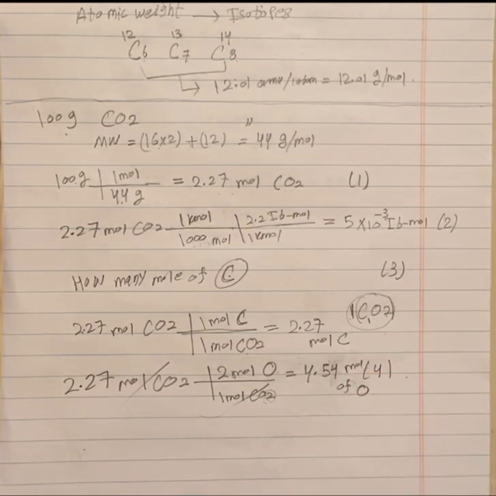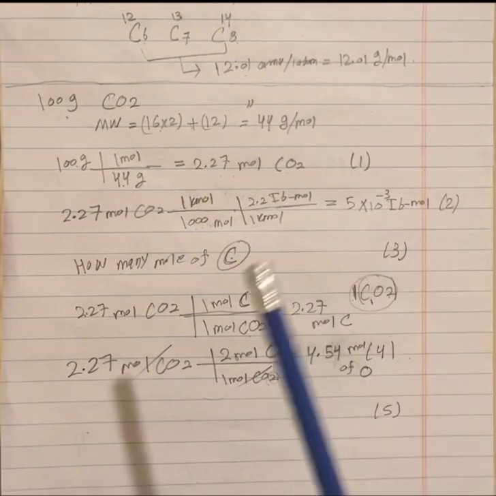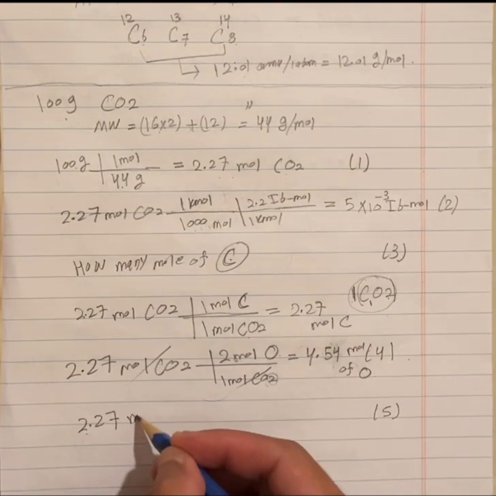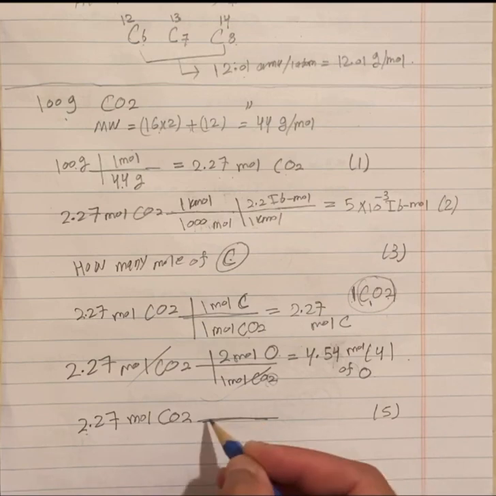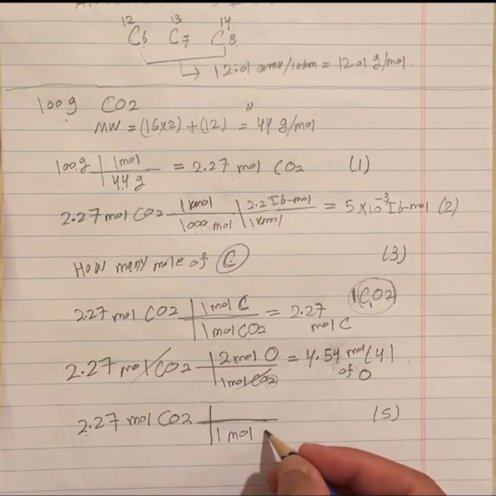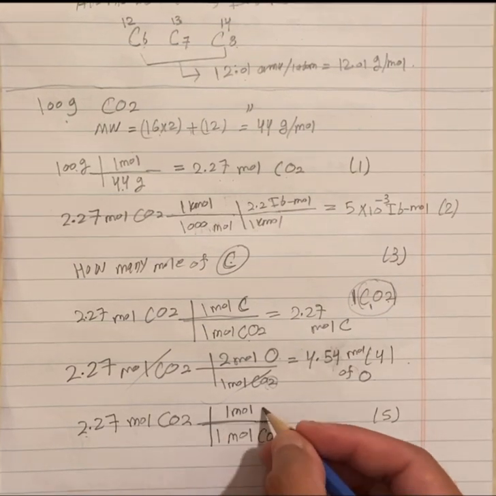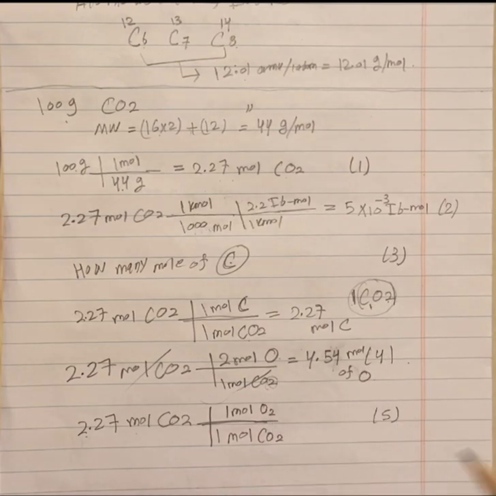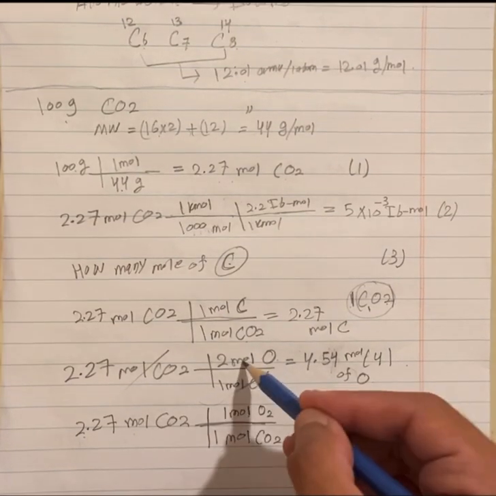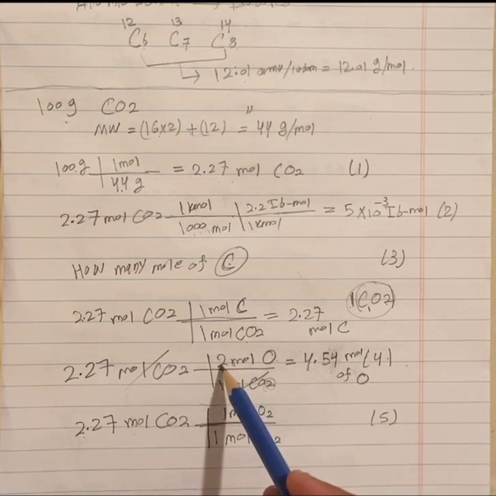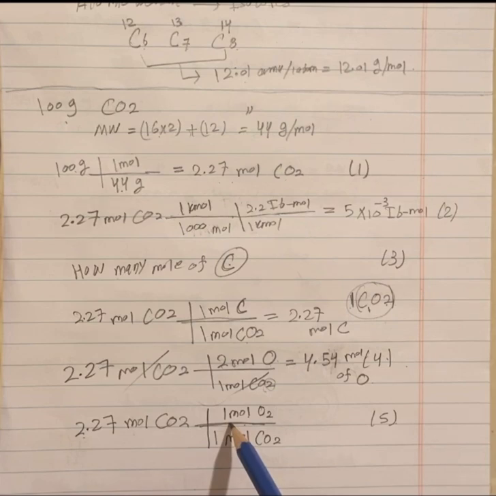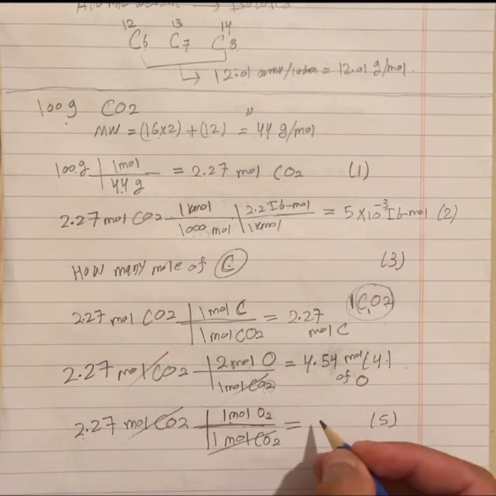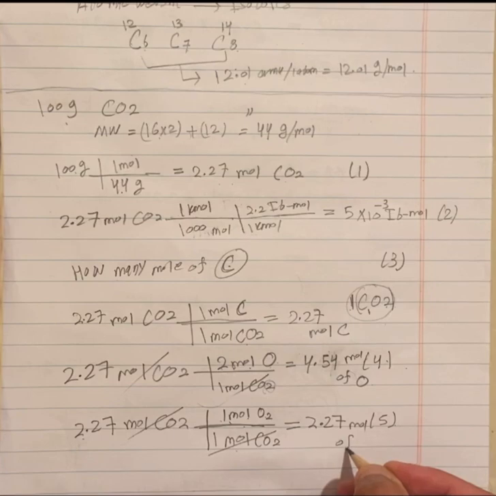Moving on to the 5th case, you want to find the mole of O2 now. If you do have 2.27 mole carbon dioxide, and you want to find the mole of O2, not mole of O only, 1 mole of carbon dioxide contains only 1 mole of O2. This is a very big difference between this point and this point. I'm asking for mole of oxygen atom here. Here I'm asking for mole of oxygen gas. Cancel, and the answer will be 2.27 mole of O2.